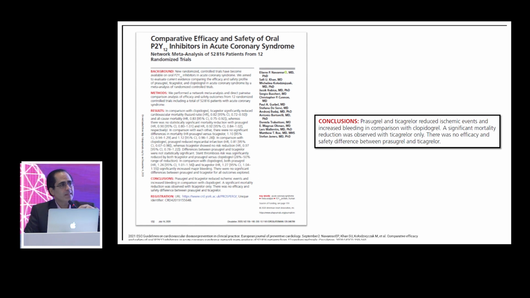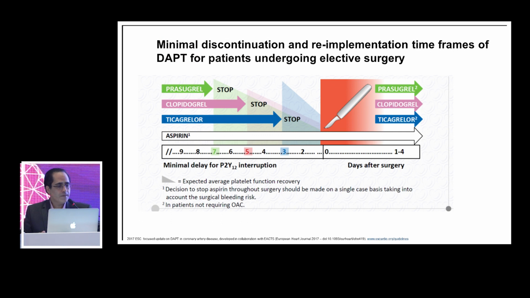This is an important slide of the antiplatelets while you do elective surgery, when to stop every antiplatelet. The ticagrelor group, you can stop it for elective surgery after 3 days. Clopidogrel, you stop it almost 5 days, and the prasugrel group almost 7 days.